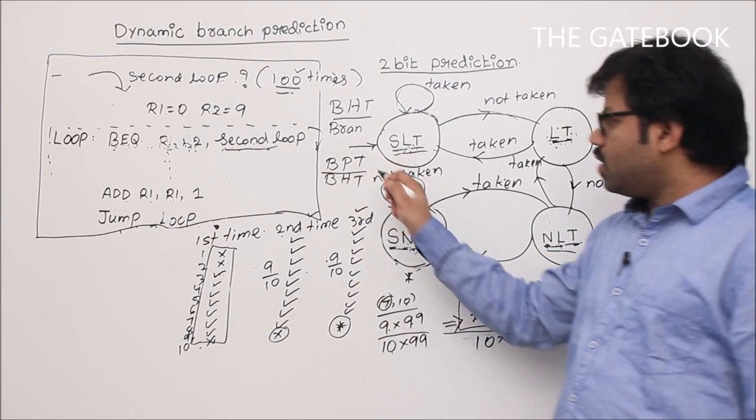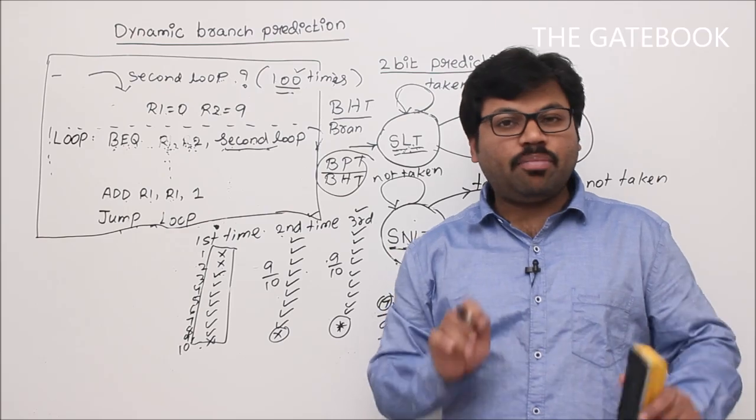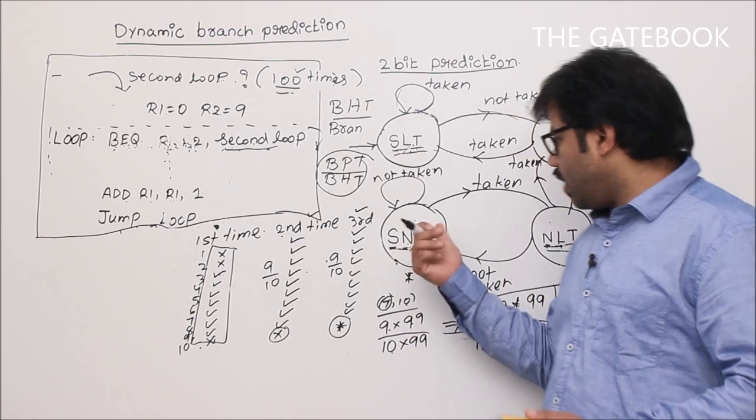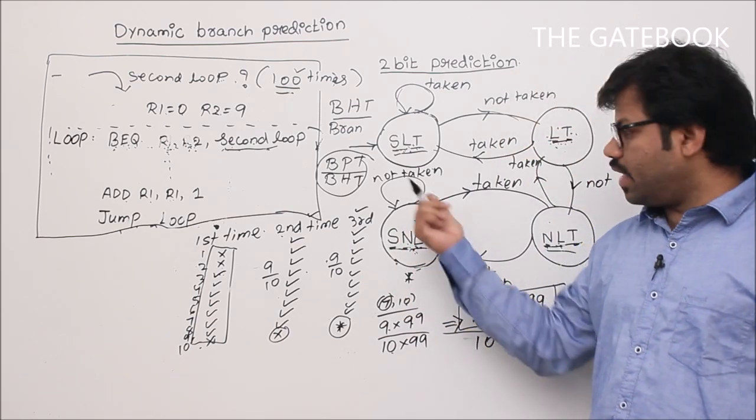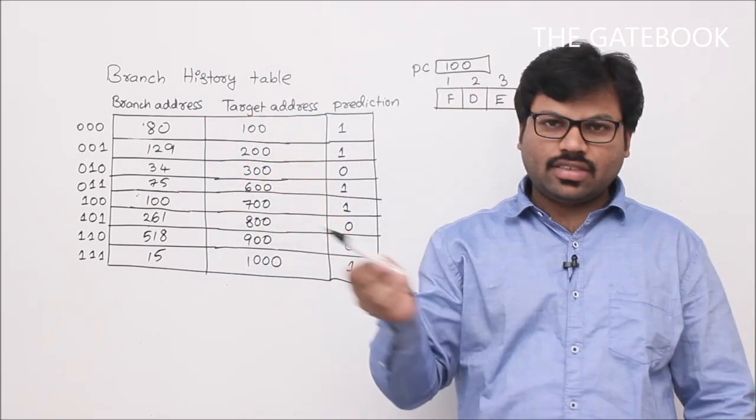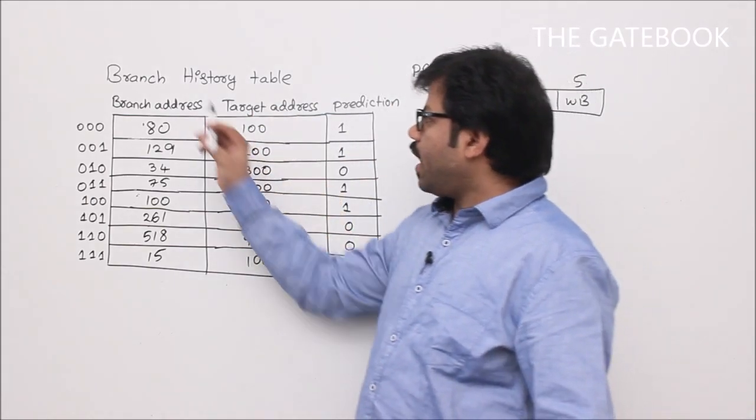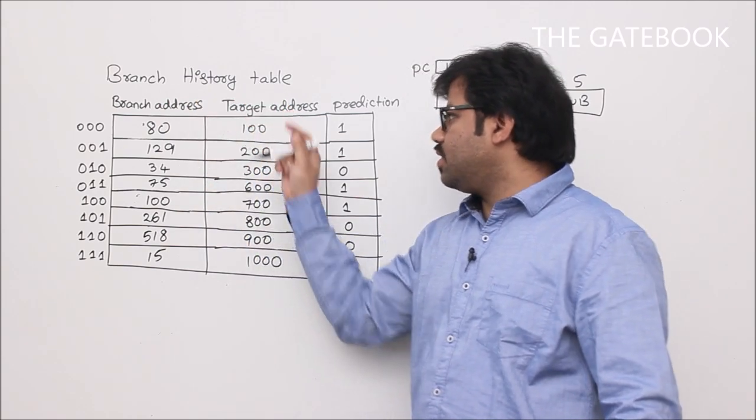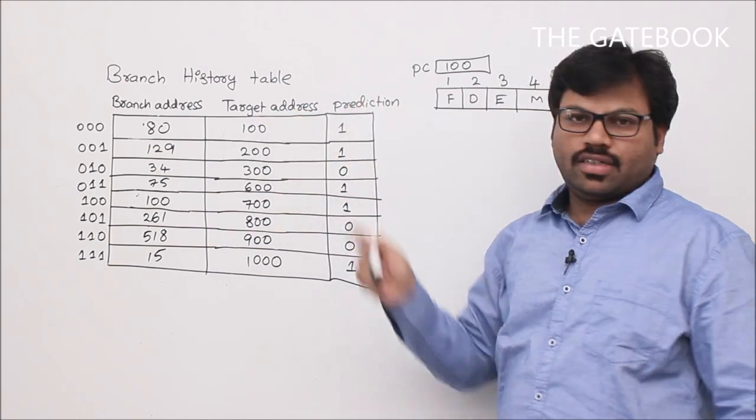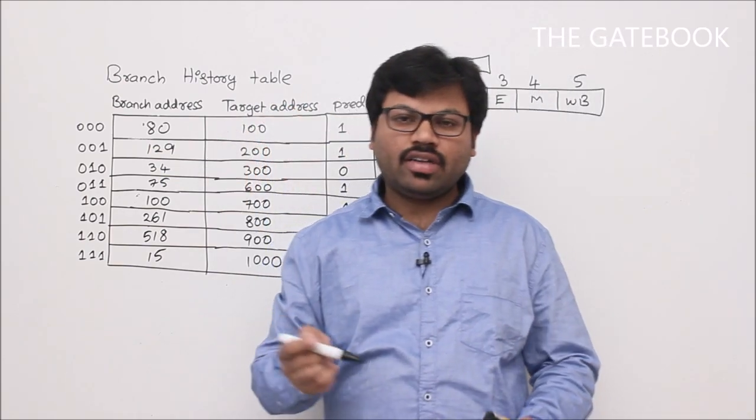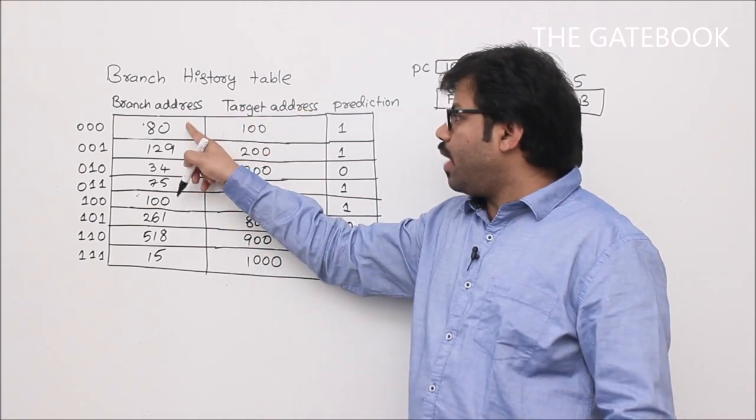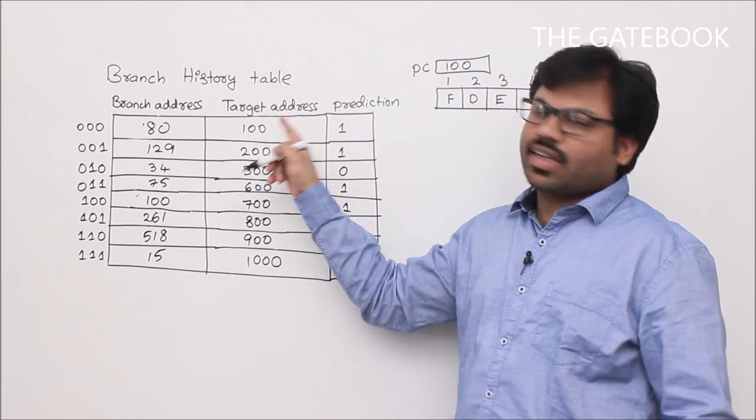All are same. We will see how that branch history table is going to help us to quickly find out the right prediction, or whatever prediction these states are giving. Now we will see how this branch history table is implemented. So branch history table will contain 3 entries. One is a branch address, second one target address, and prediction. Branch address is nothing but the branch instruction's address. Target address is nothing but, if the branch is taken, then what is the target?